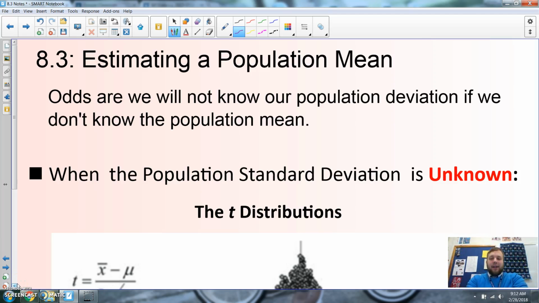All right, we are in 8.3, lesson 2, lesson dos. And if you thought z-scores or z things were hard, we're going to learn something new today. It's called the t-distribution, and we're going to have t-scores and all that kind of good stuff.